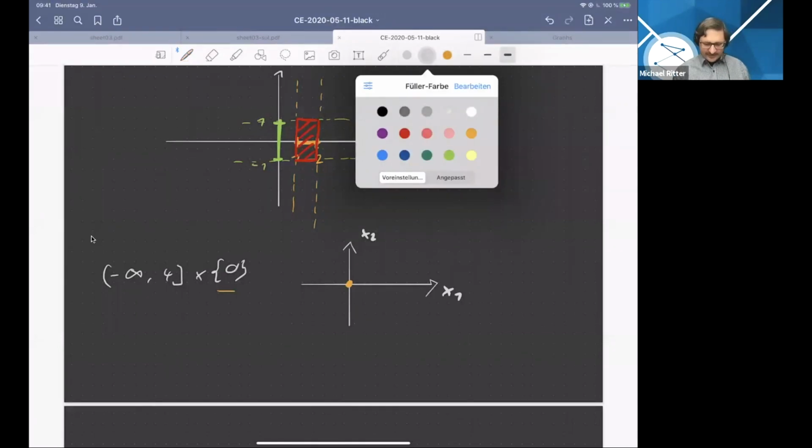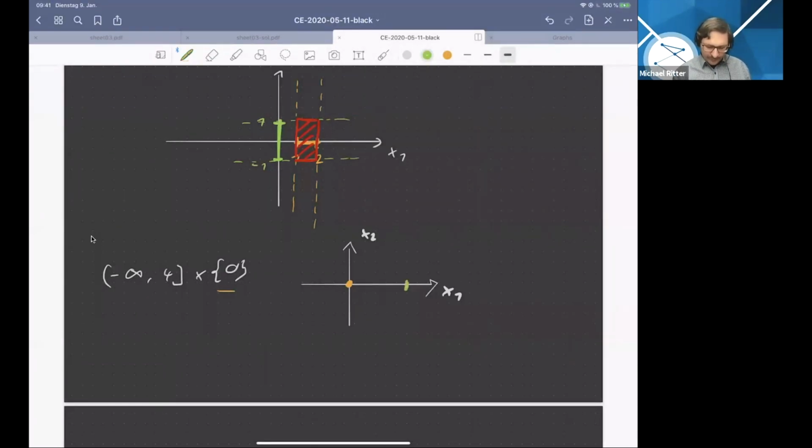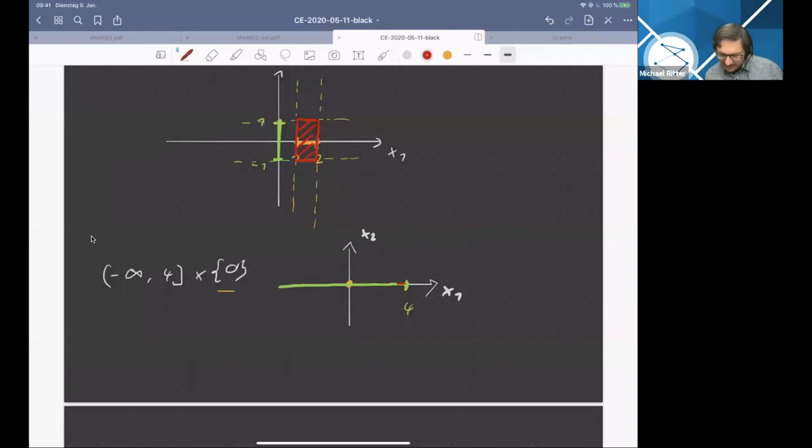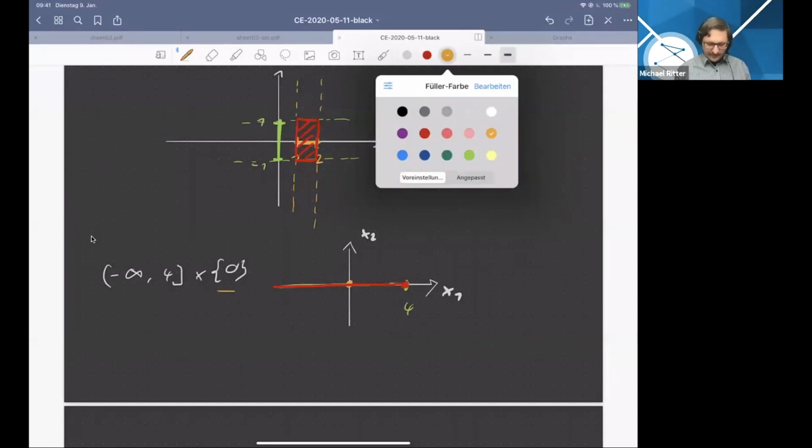And for the x1 axis, we're moving on this line. 4 is the top value that is allowed, and anything lower than 4 is also allowed. So this here. And we can't move in x2 direction. We're bound to that 0 here. So that means the resulting set will then be just this line here, 4 included. Okay, that's what I meant by this notation here. Again, let me mark that in green here.